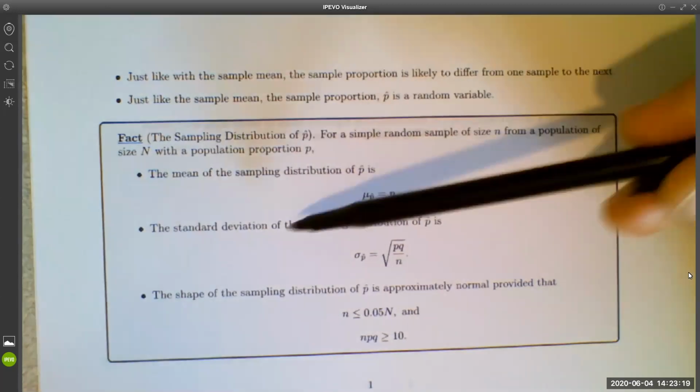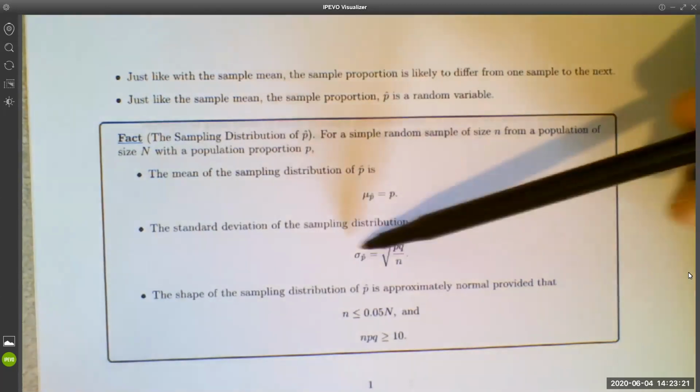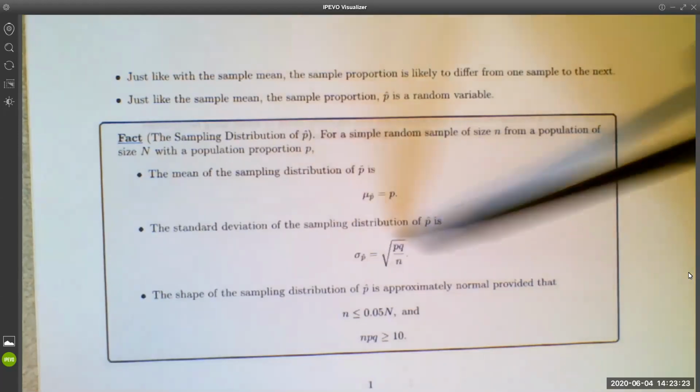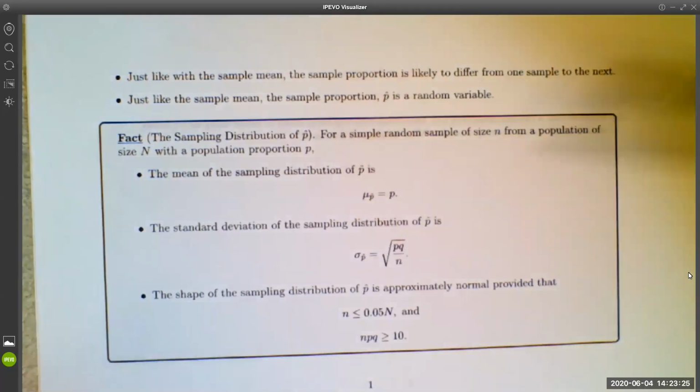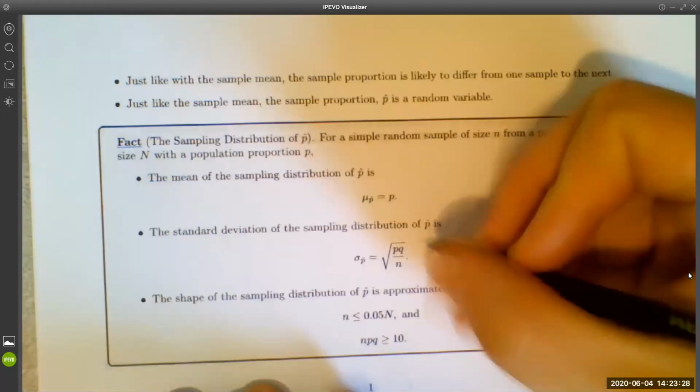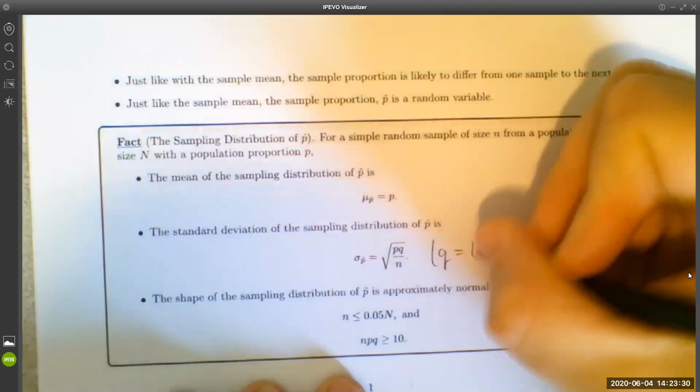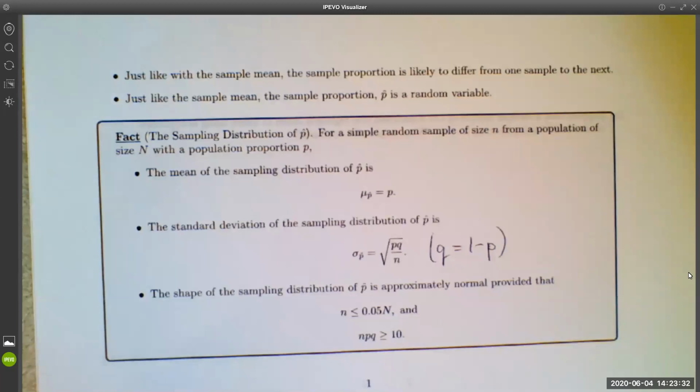The standard deviation of the sample proportions, sigma sub p hat, is equal to the square root of p times q over n, where q is 1 minus p. q is the probability of failure.